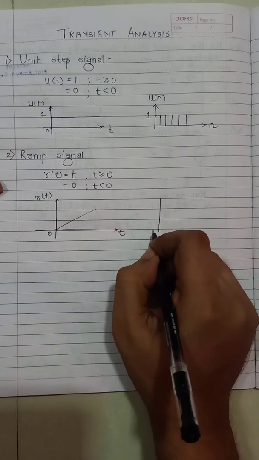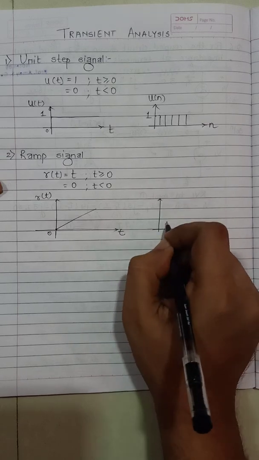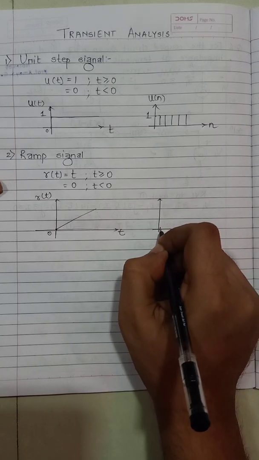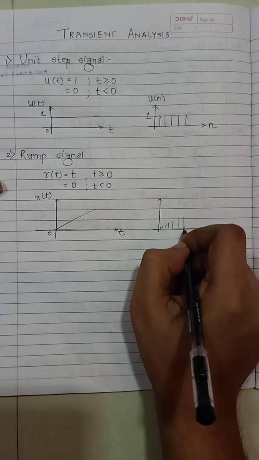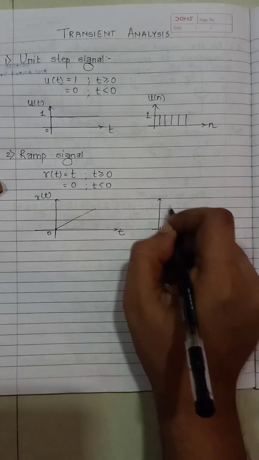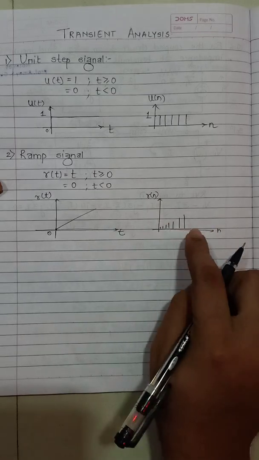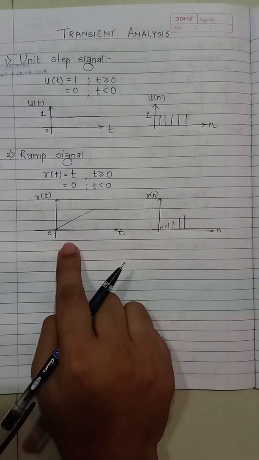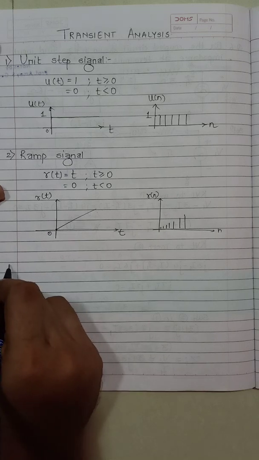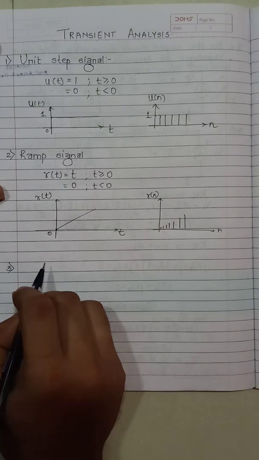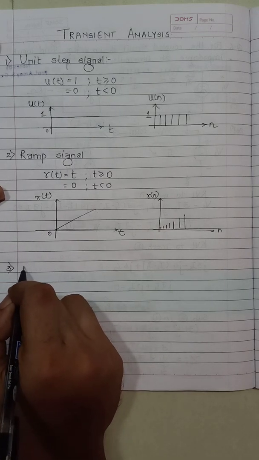The same thing you can show in the discrete form, where the slope is increasing. So you can say this is the ramp signal in discrete form, and this is in the continuous form. So this is unit step, this is ramp, and the last is the impulse signal.